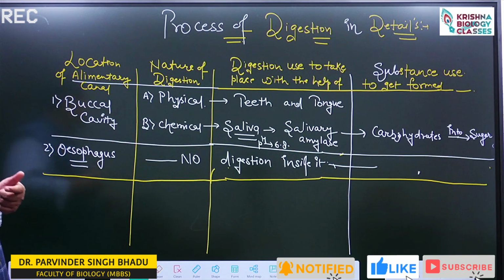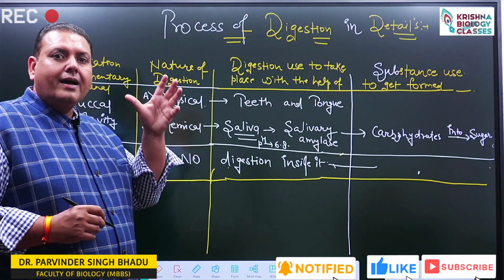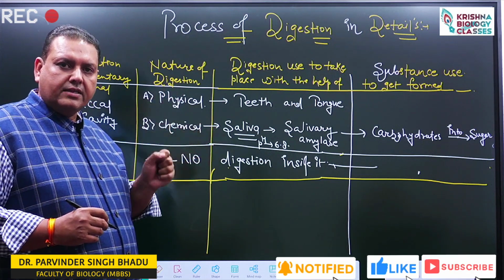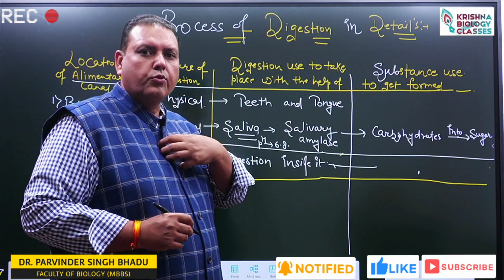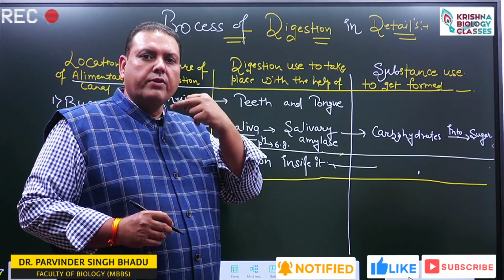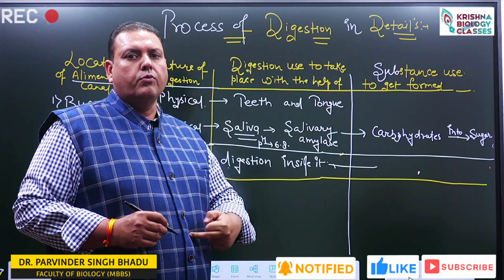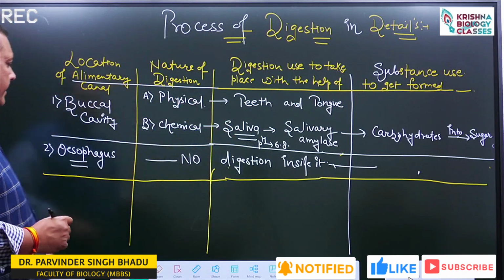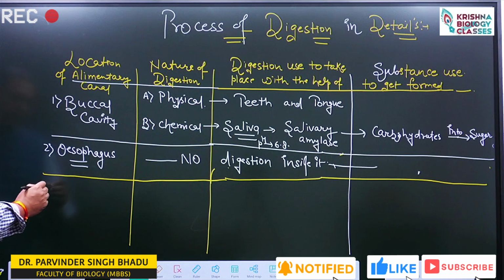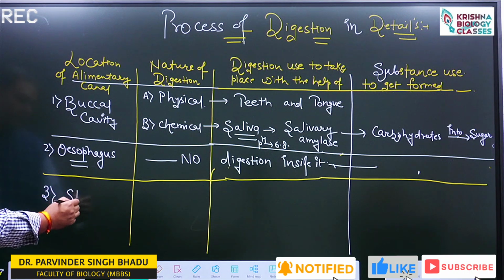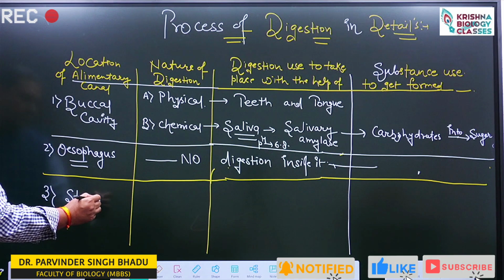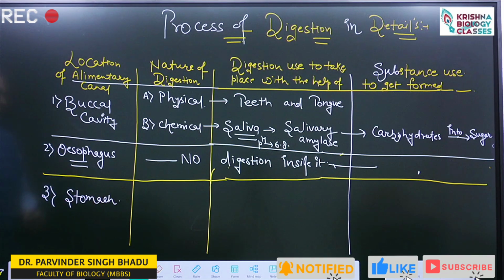Questions बनते हैं बोर्ड में इसमें. What exactly are they? Rhythmic contraction and relaxation movement of the smooth muscles of the esophagus, due to which food particles always move from our buccal cavity towards the stomach, is named peristaltic movement. Now the third location is stomach.